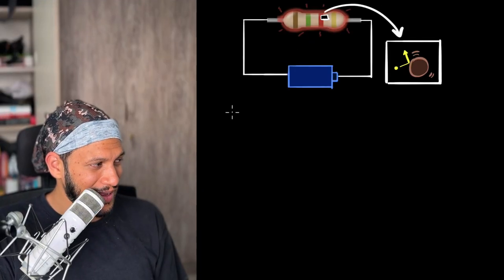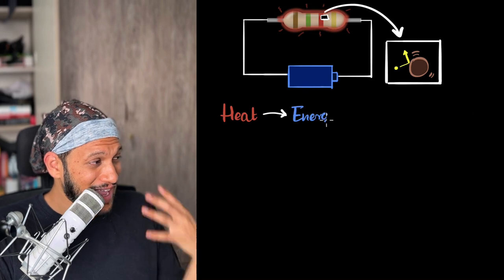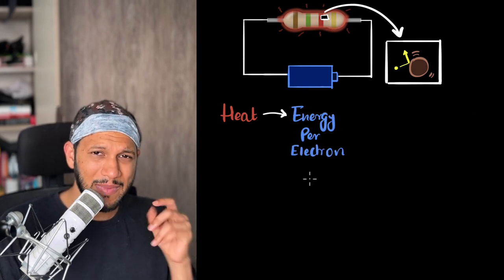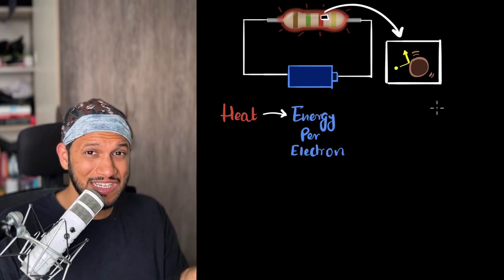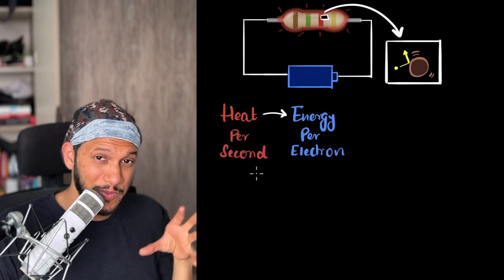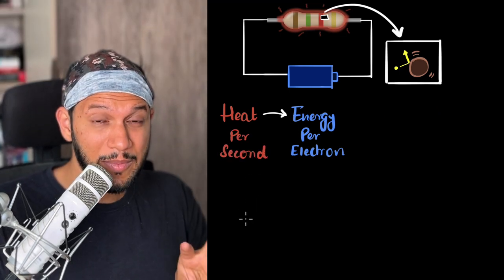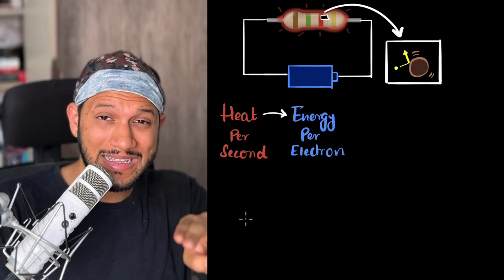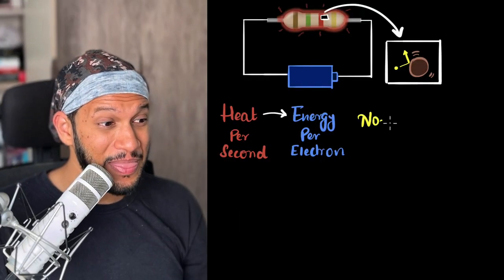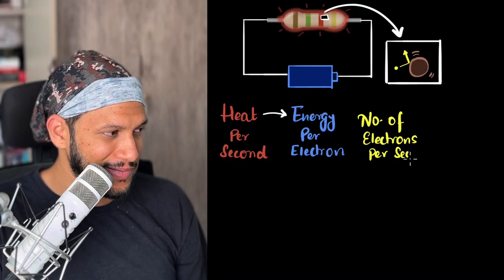So let's write that down. Heat depends on the energy of the electron. But what else matters? Well, remember, this is not just heat, it's heat generated per second. That's what we mean by power. So I need to also worry about how many electrons are colliding with my atoms per second. If you have twice the number of electrons colliding with my atoms per second, clearly twice the amount of energy will be transferred per second.